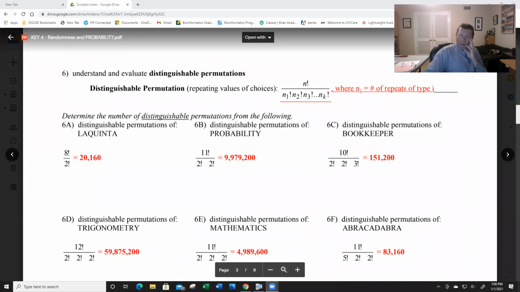Then the same thing with probability. I'm on 6B here already. Probability has 11 letters, but you got a couple of B's and a couple of I's. So you're dividing by 2 factorial for the two B's and 2 factorial for the 2 I's, because it won't be a difference if you mix them up. It'll be the same. You can't tell the difference. So those are called distinguishable permutations. And 6C is the same thing. We got 3 E's, 2 O's, and 2 K's, which accounts for that.